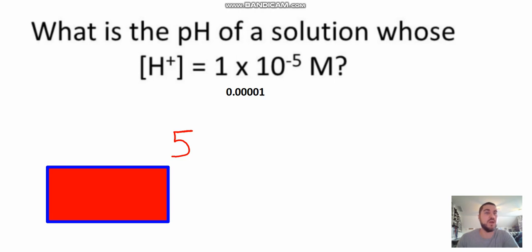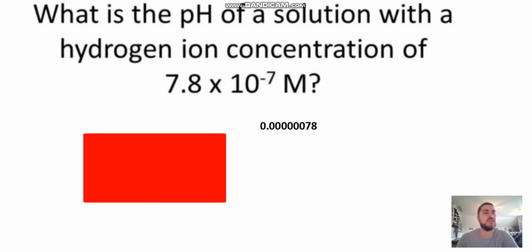What does this tell us? Well, from the previous video, we learned that anything under 7 is acidic. So whatever this solution is, it happens to be an acidic solution. Let's look at another example.